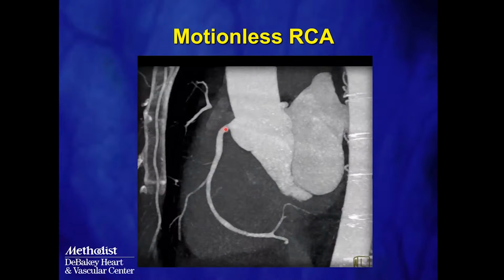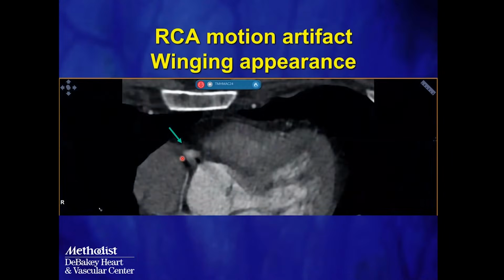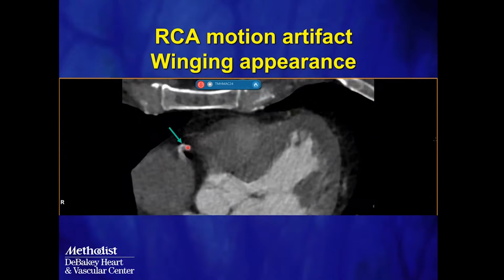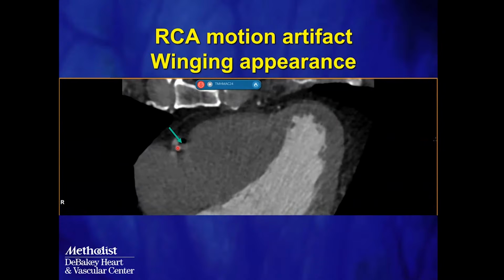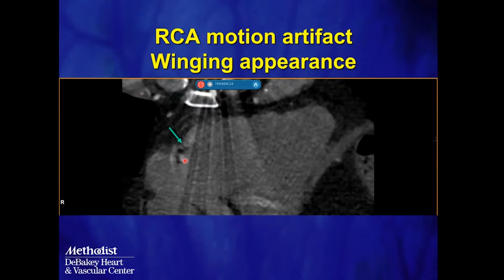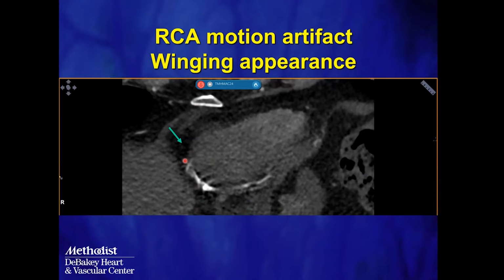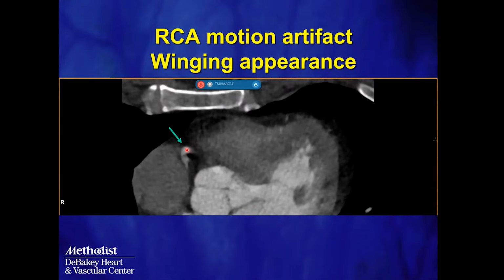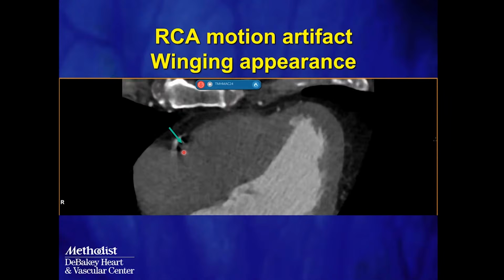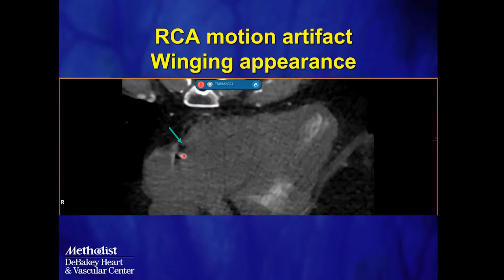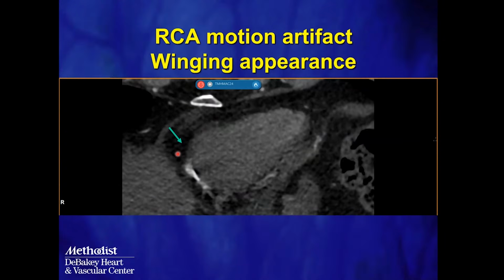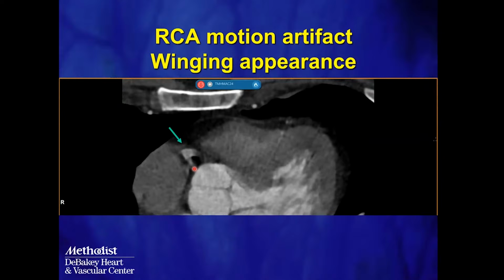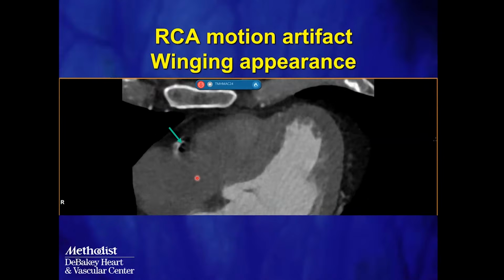So this is the end product. We really want a motionless coronary artery whenever we are acquiring those images. This is a classic case of a right coronary artery on an axial stack. We see here on the arrow the right coronary artery, and we have this winging appearance, almost creating a shadow artifact. That's typically what occurs when the right coronary artery is out of phase because of motion during this prospective acquisition.